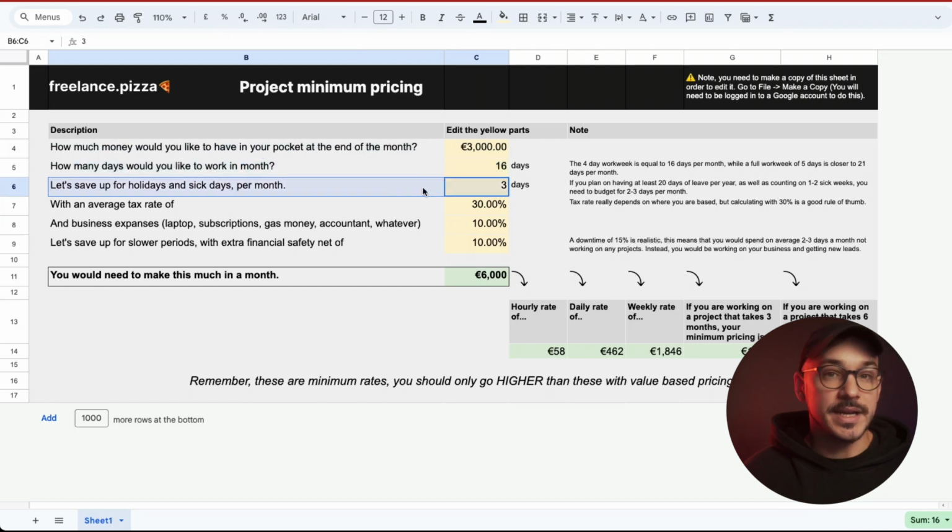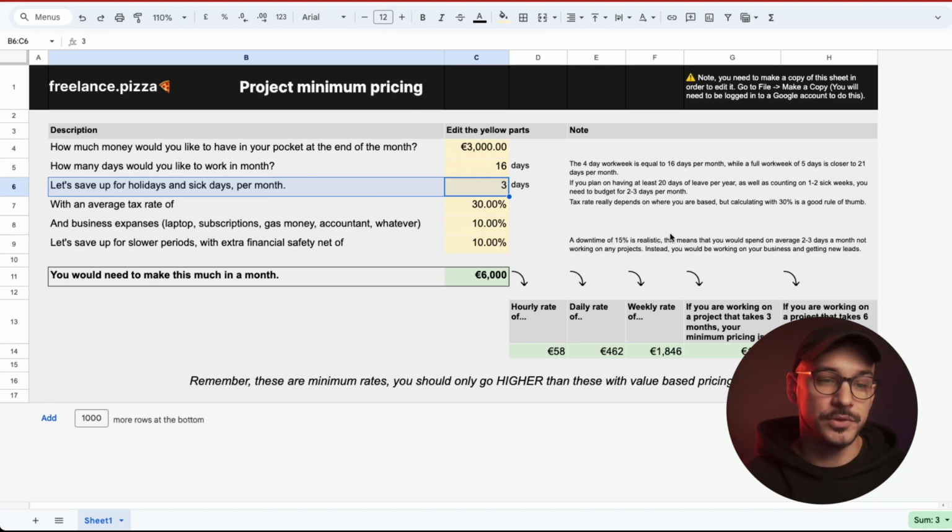Now, the third line here is sick days. We're all going to be sick at a certain point. We're going to take some holidays, vacation days. What you want to do here is account for the possibility of you taking a sick week or just going on holiday with your friends, with your family.